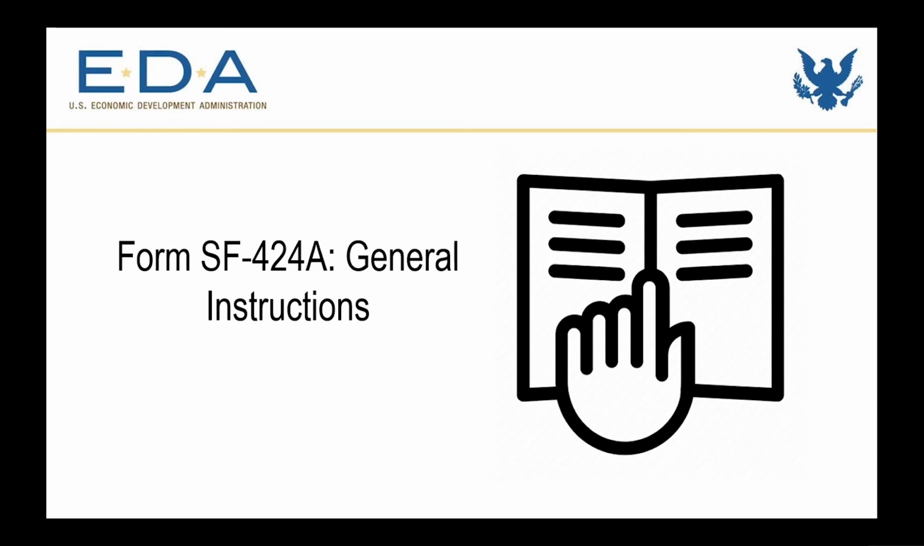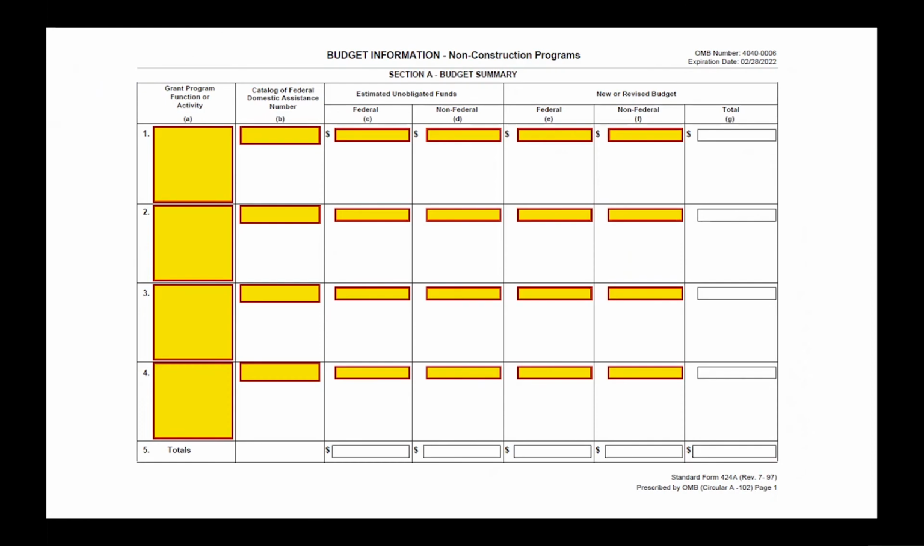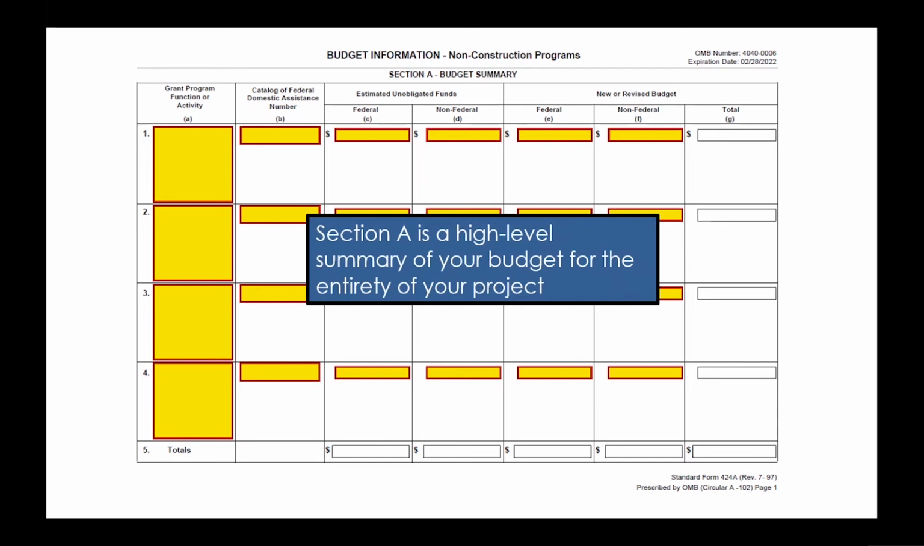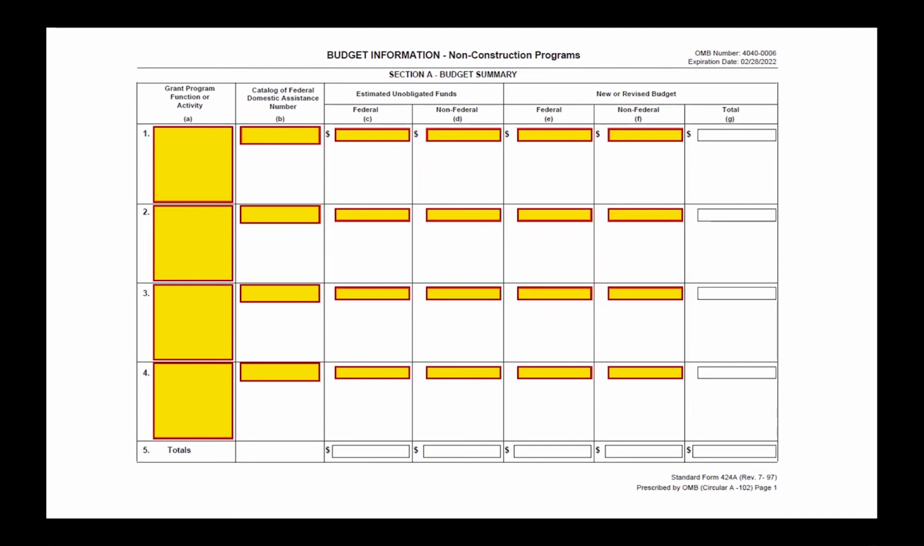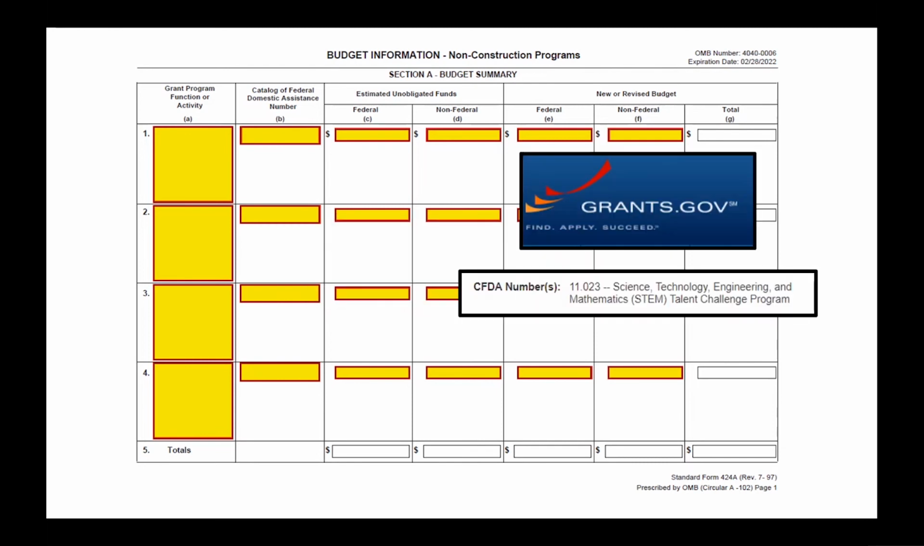We will go through each section of the form, and I will provide information regarding what goes in each field. The form is divided into 6 sections, lettered A through F. Section A is a high-level summary for the full budget of your entire project. On this slide, we will talk about columns A and B of this section. You will get the information for these fields from the opportunity listing on grants.gov.